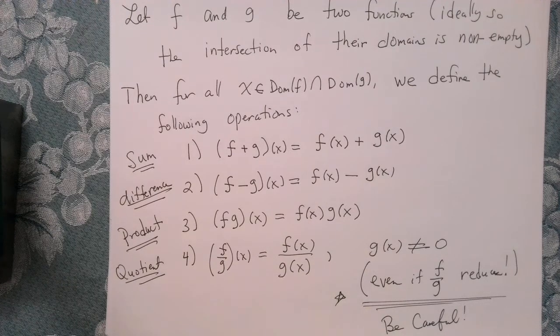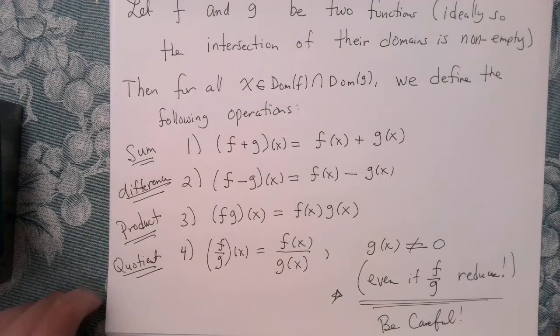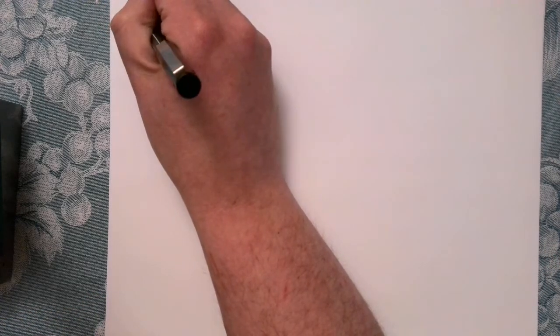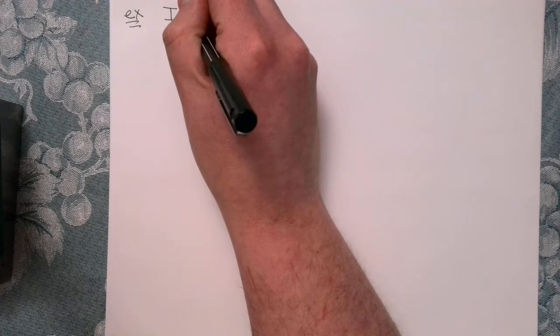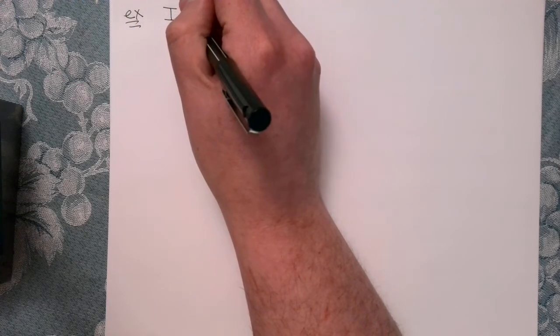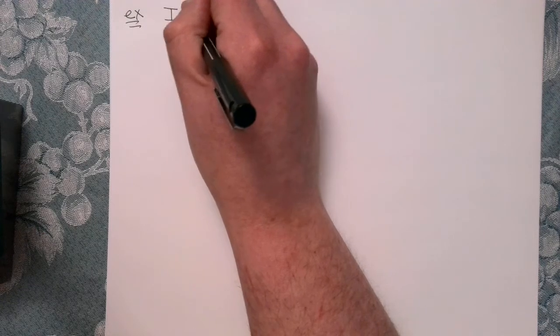Okay, so let's look at some examples. And this time, not only will we compute sums and differences, products and quotients, but we'll also compute some domains. Remember, we're always concerned with the domain of a function. We want to know which values keep the function defined. And remember, the domain of a function is the set of all inputs that keep the function defined. Sometimes I say it's the set of legal inputs.